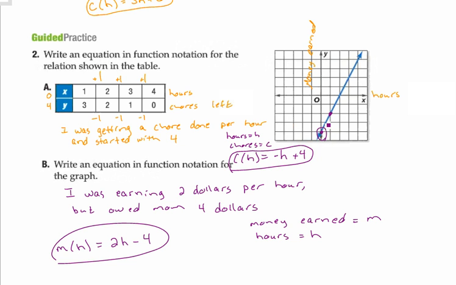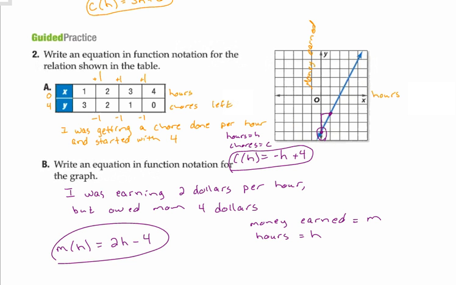This one does not work because, again, that's half. So I'm going to come up here to this whole one. I got $2 in 1 hour. So I was earning $2 per hour. I owed Mom 4. So M of H, money compared to hours, is 2 per hour, except I'm $4 in the hole. I'll get out after 2 hours.